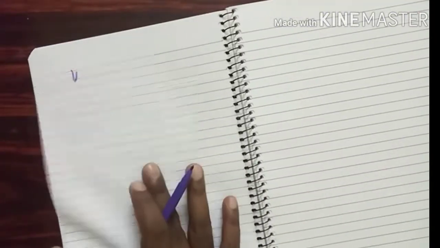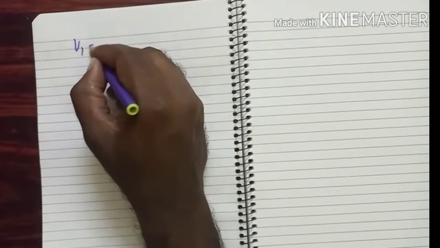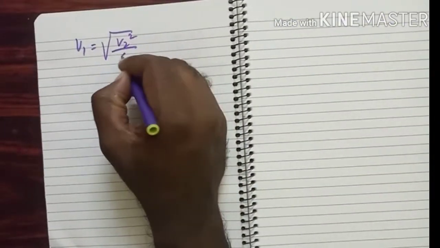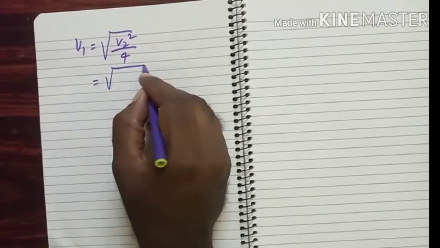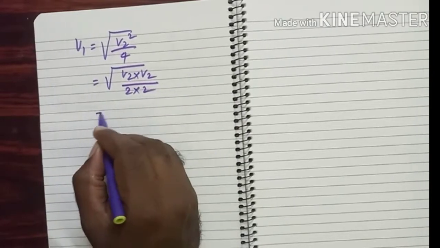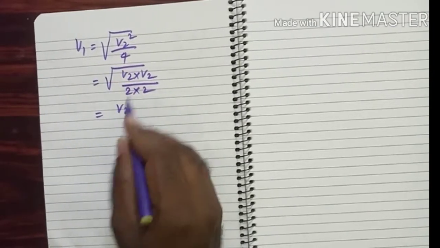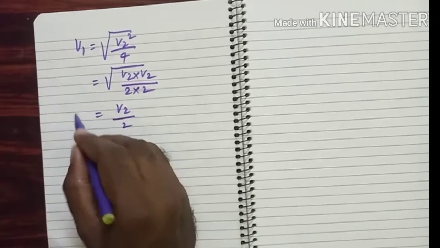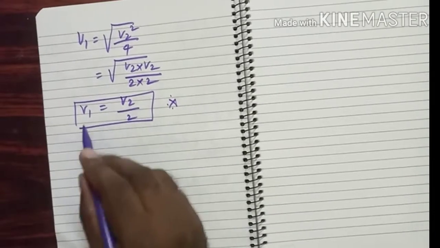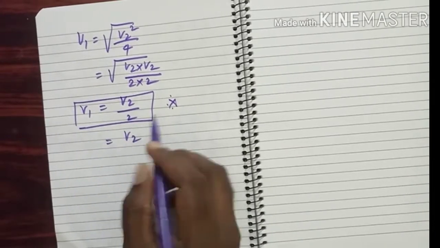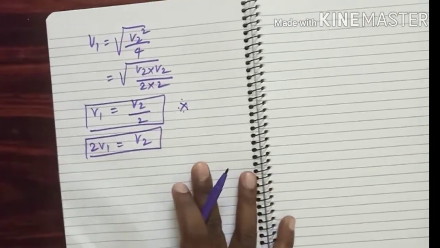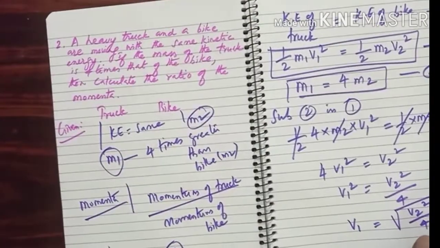So what I need is v1, the velocity 1, which is the root of v2 square by 4. This can also be written as v2 into v2 is v2 square, and 4 can be written as 2 into 2. On taking the square root we get v2 and the value 2. This is v1. This is very important. We get the v1 value as well as the v2 value. How can we consider v2? v2 is nothing but 2 times v1. After getting this value we can consider the momentum.